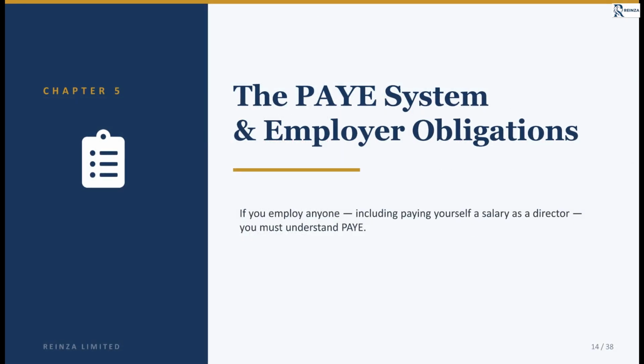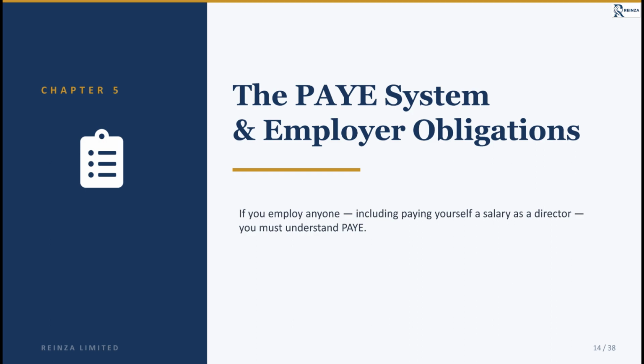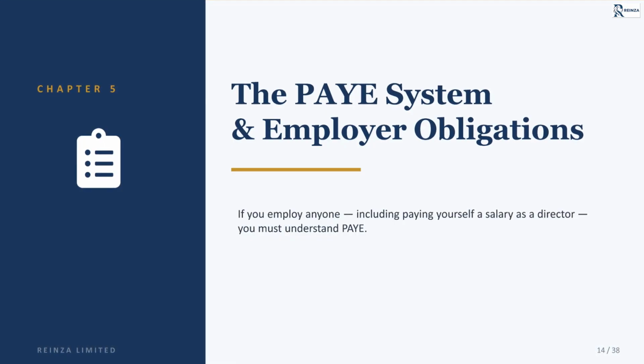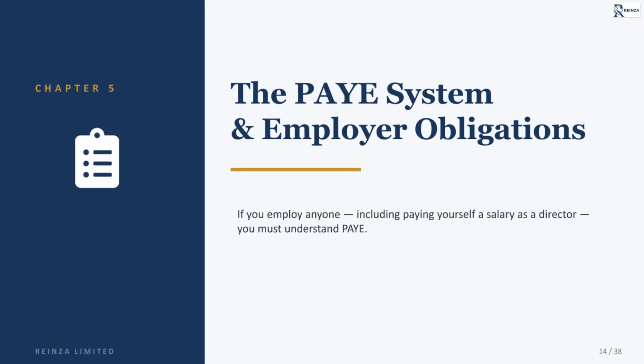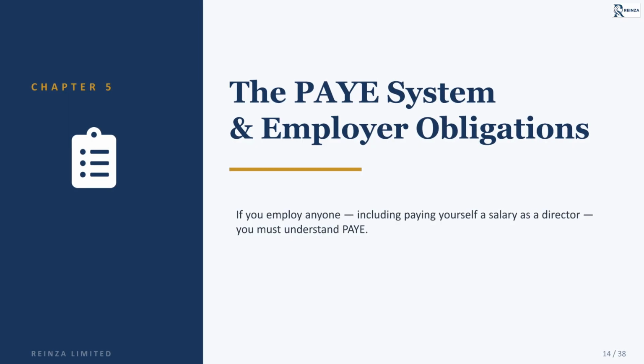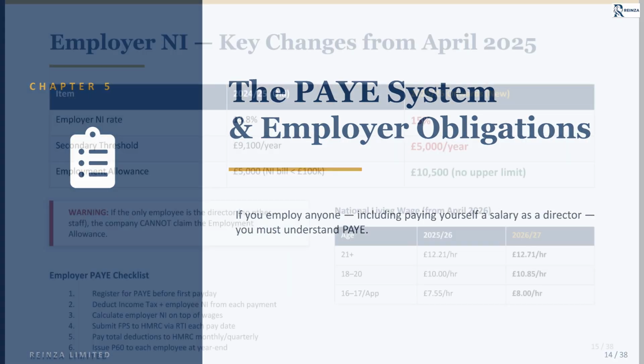Chapter 5. The PAYE system and employer obligations. If you employ anyone, including paying yourself a salary as a company director, you must understand PAYE. PAYE stands for Pay As You Earn. It is the system through which employers deduct income tax and national insurance from wages before paying the employee.